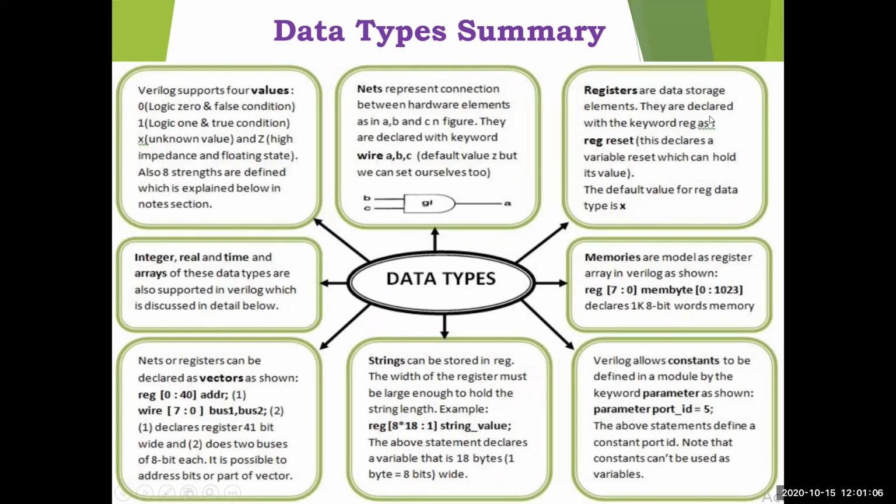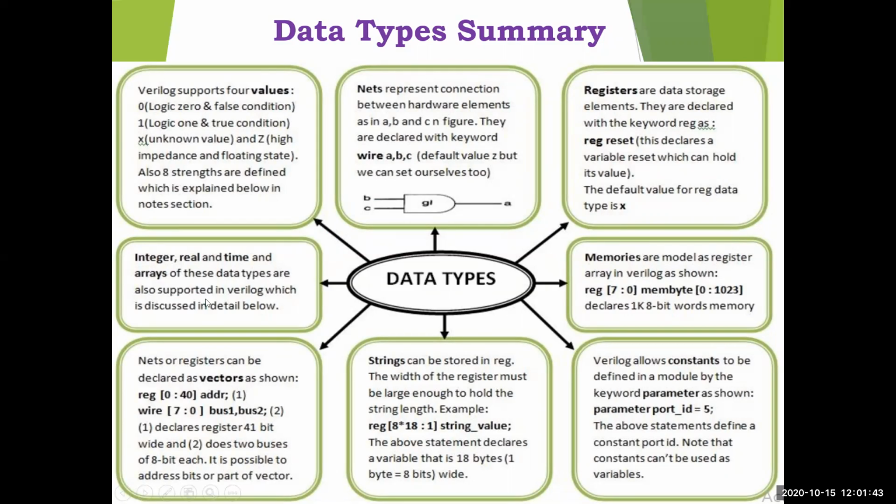Then we have seen registers. They are data storage elements or variables which can hold a value temporarily. They are declared using the keyword reg and the default value is X. These are the two main data types we'll be using frequently. And then the vectors. The same nets or registers can be declared as vectors, using square brackets with low value high value or high value low value, based on the little endian or big endian format you use in your computer.